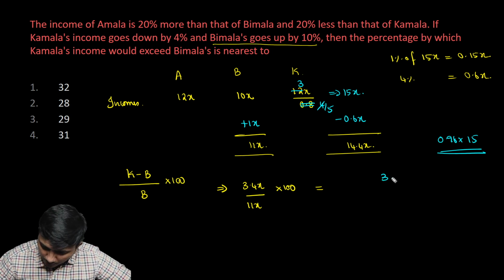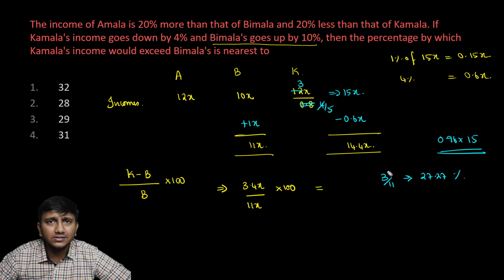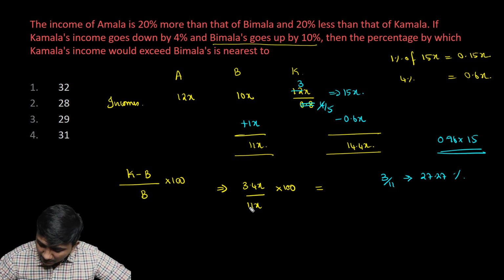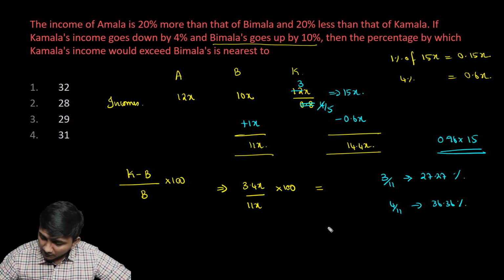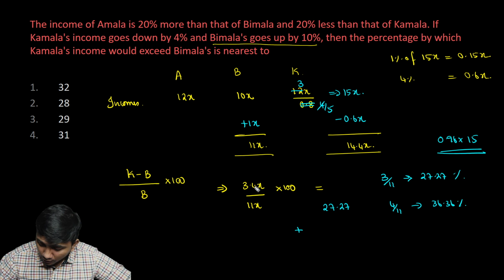So 3 by 11, the percentage equivalent is 27.27. Okay, 1 by 11 is 9.09. So 3 by 11 is 3 into 9, 27.27. So 3 by 11 would give me 27.27. Now that 0.4, if I take 4 by 11, that is 36.36%. So if it is 3.4, then what I'm supposed to do is 27.27 plus, now this is not 4, I have got 0.4. So I'll have to move the decimal one step to the left.